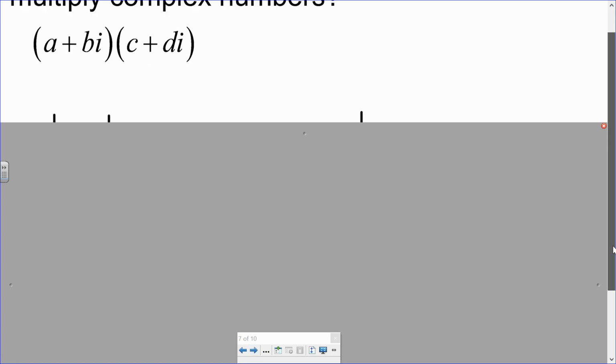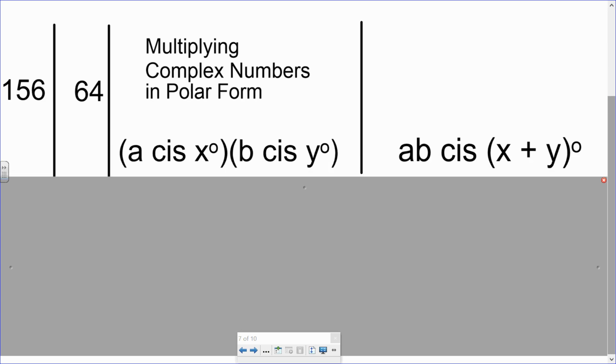Or, now my AB down here is going to have nothing to do with the A and the B we just had. If you have two complex numbers that are in polar form, you can leave them in polar form, and all you have to do to multiply them times each other is to multiply the magnitudes, the numbers out in front. For the angles, you add them together.